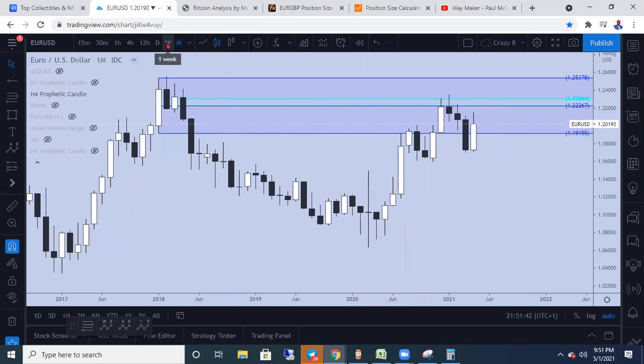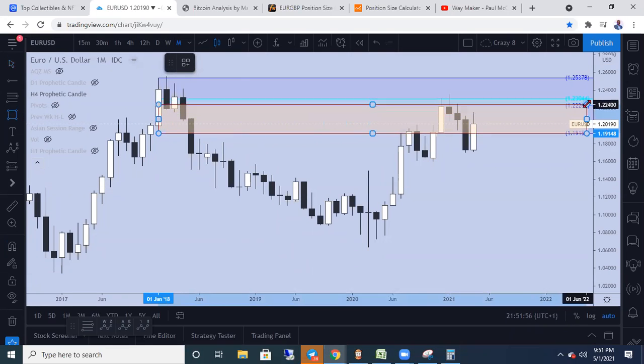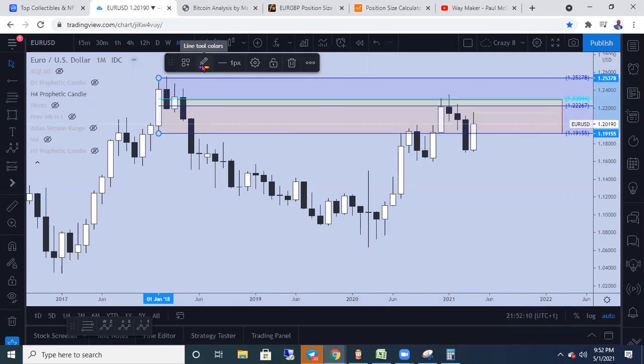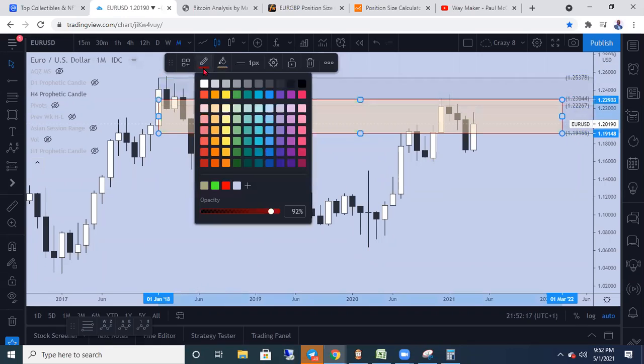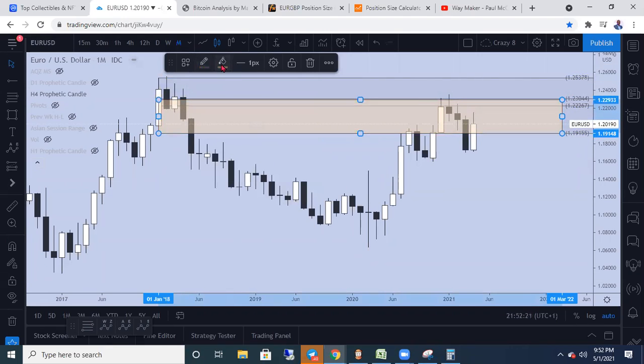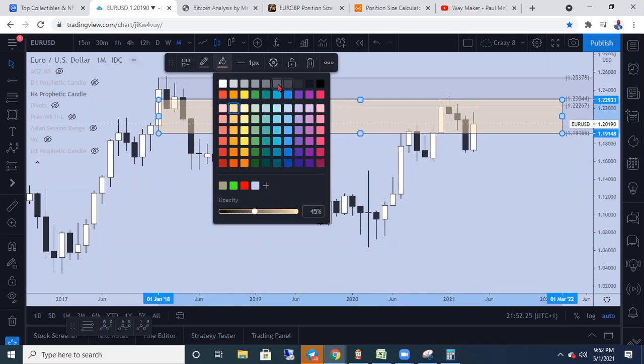I can now drop down to the weekly time frame. In fact, I can leave out this and do this. I can do this from this point to this point until price closes above. Everything there is a sell, right? I can find a very sweet color for this thing, something like this, all right? And make it thinner.